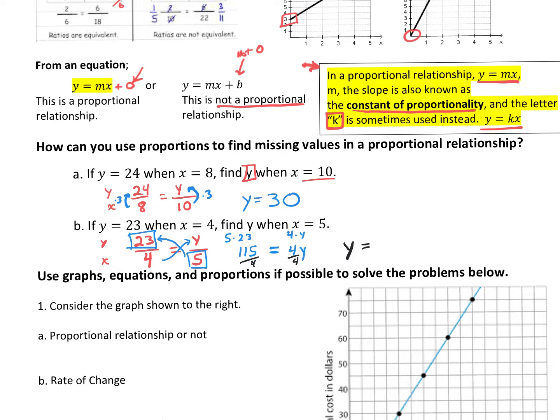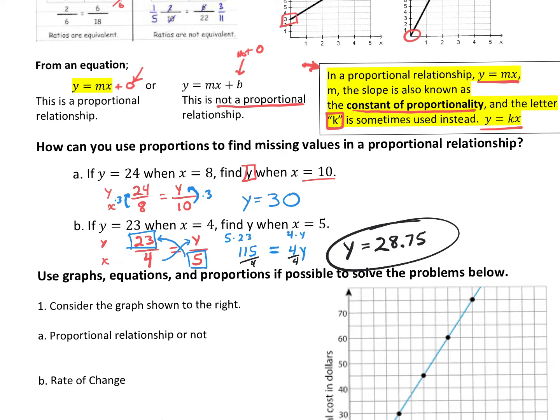Let's see if I can work that out. 2 times 4 is 8, 35. So 8 times 4 is 32. So 3 left over, 0.75. So that was a difficult one.